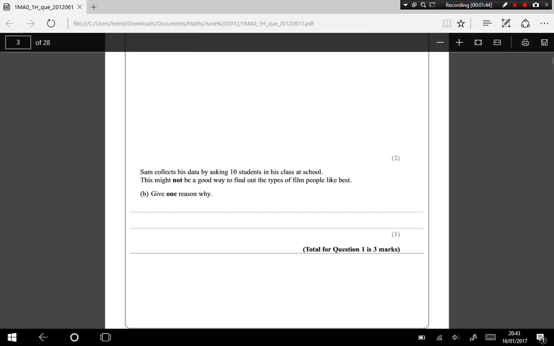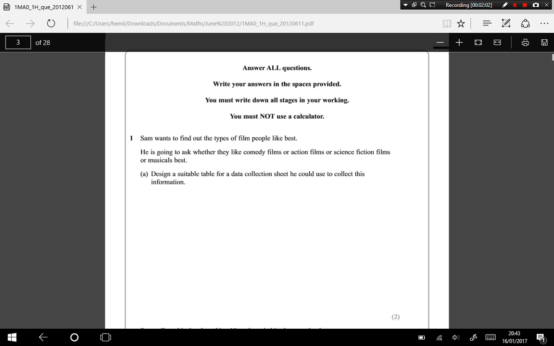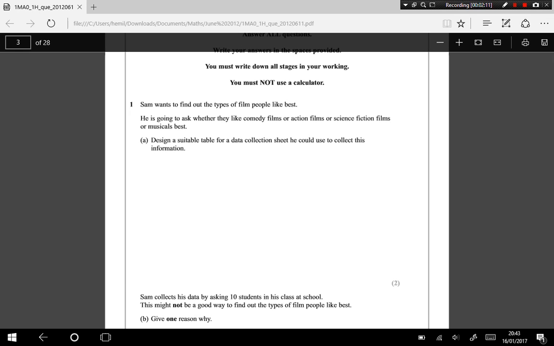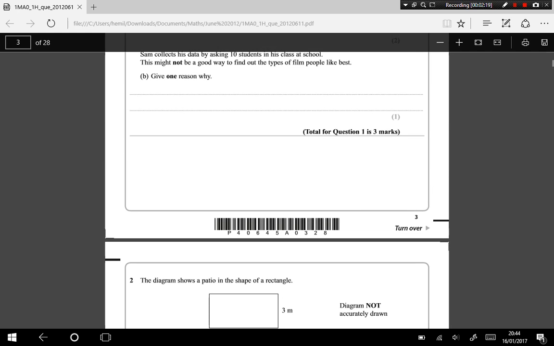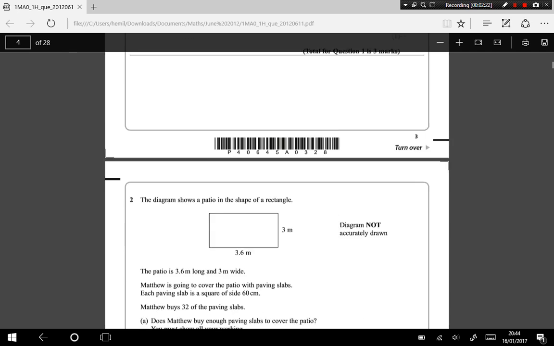Alright, the next question is, Sam collects his data by asking 10 students in his class at school. This might not be a good way to find out the types of films people like best. One reason why it may not be the best type of film is because it may be biased. If he's asking people at his school, so imagine you're 15 years old and you go to a school, then generally the age group that you're with generally likes the same type of films. For example, I'm a 15 year old and I enjoy watching generally science fiction films or even action films, which are enjoyable to watch, and that should get you your mark. Just write it's biased and just give a short explanation.